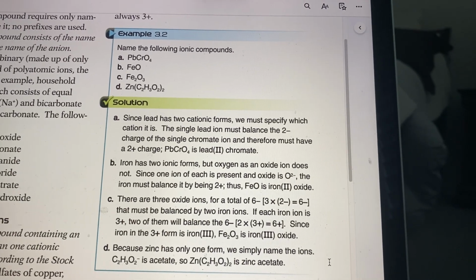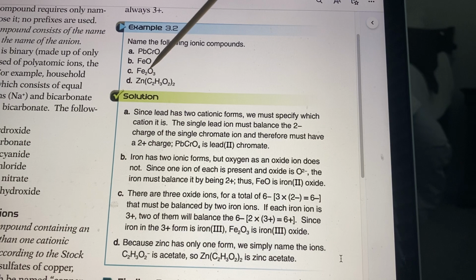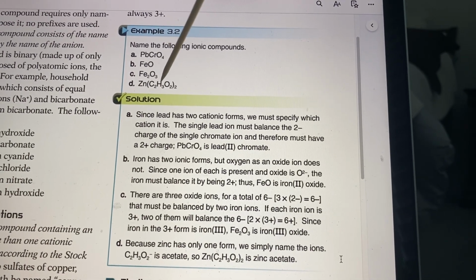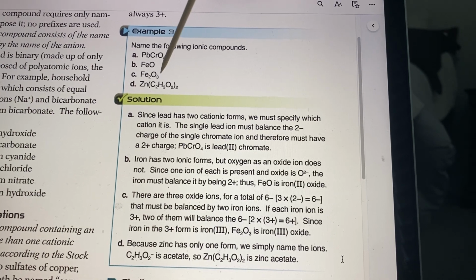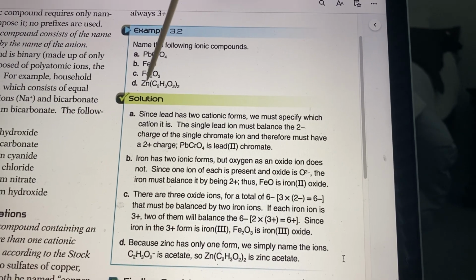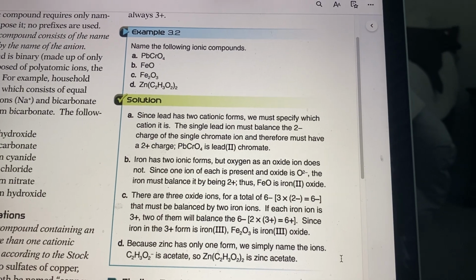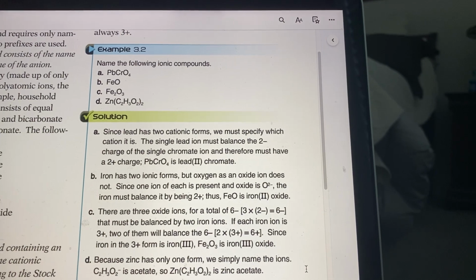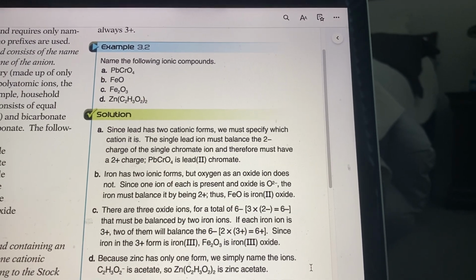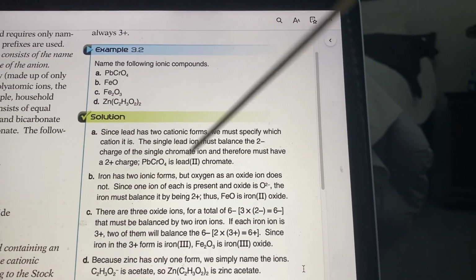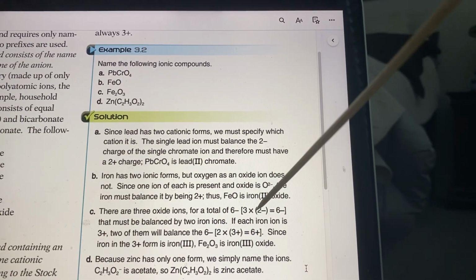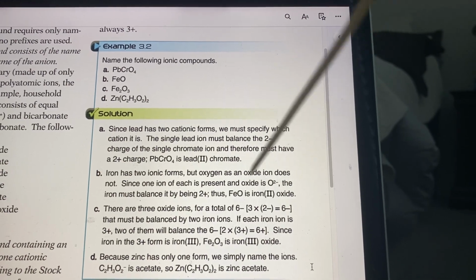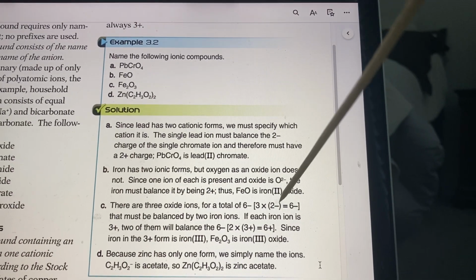So this time we're going to have to look and see. We know oxygen is always going to be -2, but if you take -2 and have 3 of them, that means you're going to have a -6. So the iron has to make +6. Well, if we have iron 3 times 2 equals 6, or is it going to be iron 2 times 2 equals 4? So it has to be iron 3.